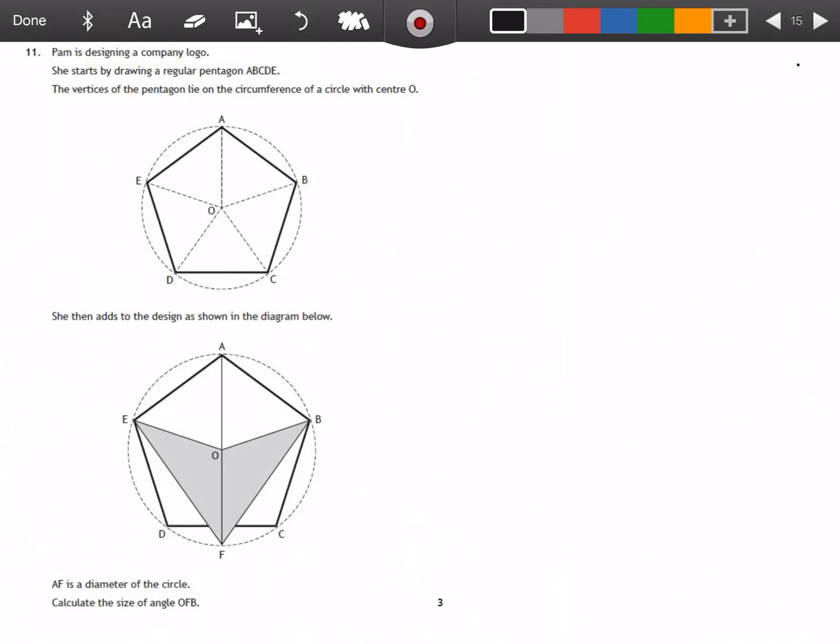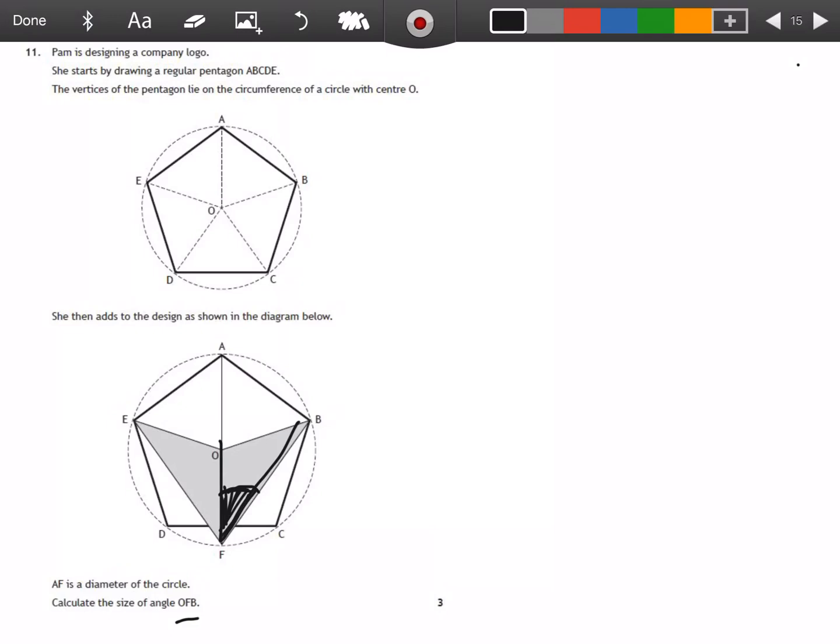AF is the diameter of the circle, A to F, which means AO must be the radius. Calculate the size of angle OFB. Just to make sure you know which angle OFB is, it's that one there. O to F to B. So it's that angle in there we need to work out. But they've given us that picture at the beginning, so I'm pretty sure we're going to have to use this wee diagram up here at the top to help us.